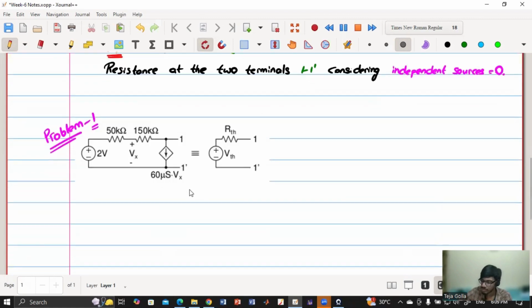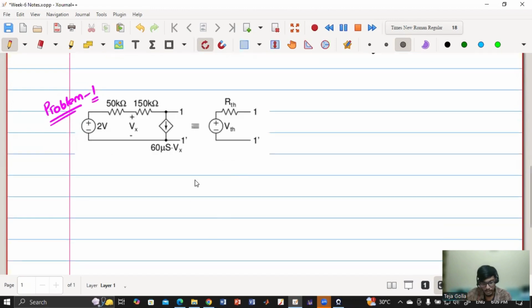Okay. So first let me just solve directly and find the VTH. Let us just quickly draw the circuit. Now the voltage across this is VTH. So the voltage across the plus and minus is my VTH. Okay, so I have to find the voltage across the current source. So I'll apply simple KVL.